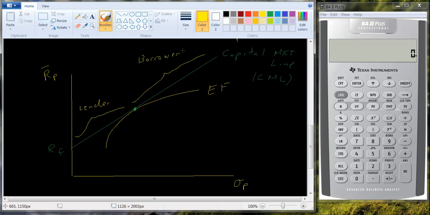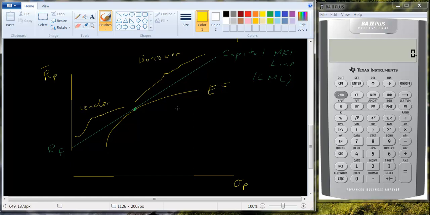That is, they're going to buy on margin. They're going to borrow money so they can buy more of this portfolio. They're not going to put 100% of their money in this portfolio. They're going to put perhaps 120% in this portfolio by borrowing the other 20%.